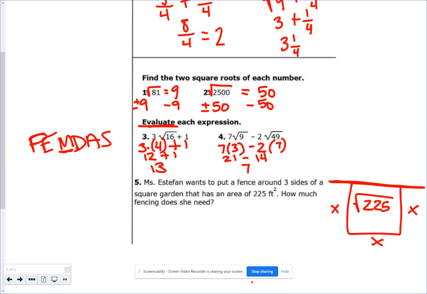So if we take the square root, we'll find out how much each side is. What do we get when we do the square root of 225? It is 15. So if each side is 15, we need times 3 because he's only putting it on 3 sides. So 45 feet of fence.